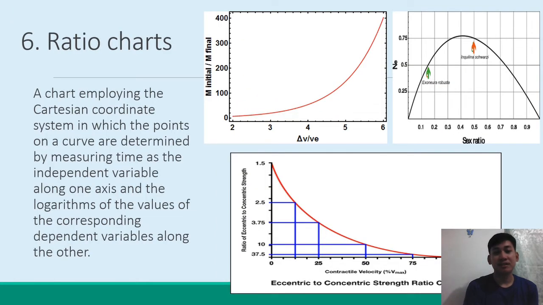So let's have the ratio charts. A chart employing the Cartesian coordinate system in which the points on a curve are determined by measuring time as the independent variable along one axis and the logarithms of the values of the corresponding dependent variables along the other. So as you can see in the picture, those are examples of ratio charts. A curve yung presentation ng data.